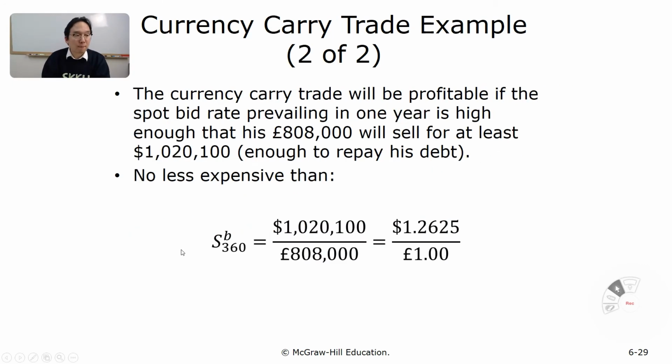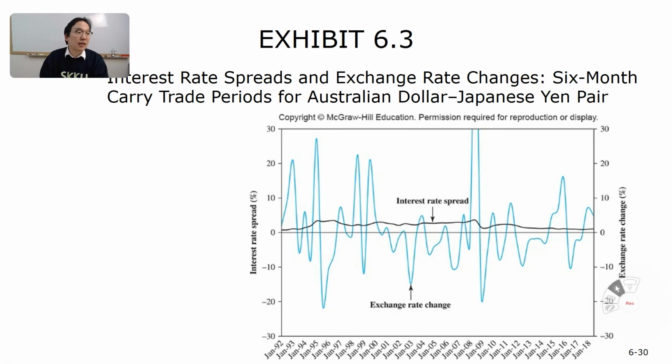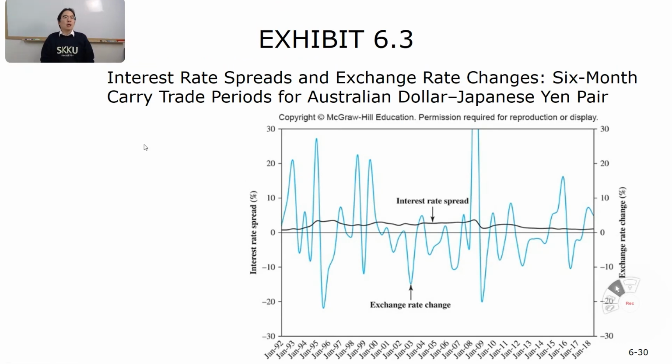Now what? The currency carry trade will be profitable if the spot bid rate prevailing in 1 year is high enough that his 808,000 pounds will sell for at least $1,020,100 US dollars, enough to repay his debt. Okay, so no less than $1.2625 per pound. Okay, that's the idea of currency carry trade.